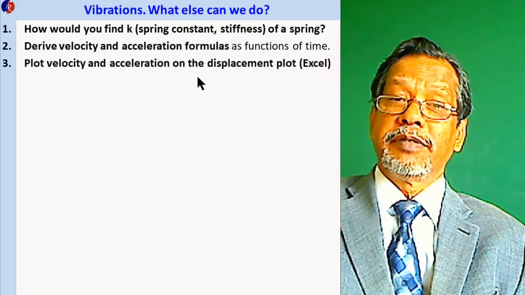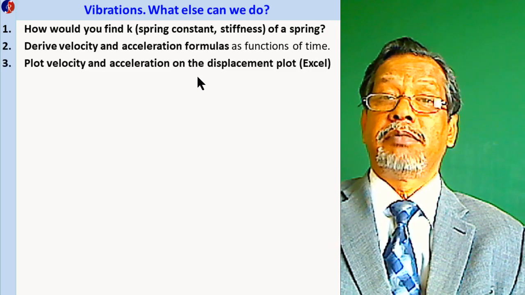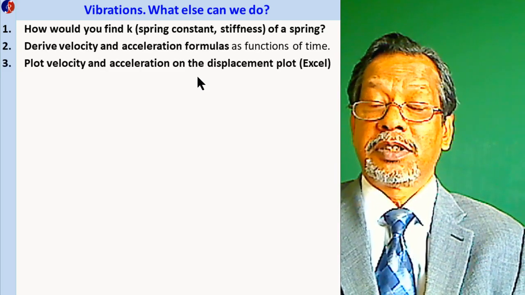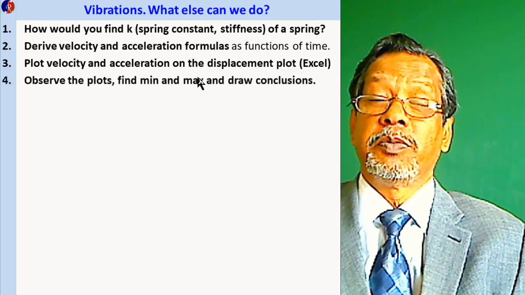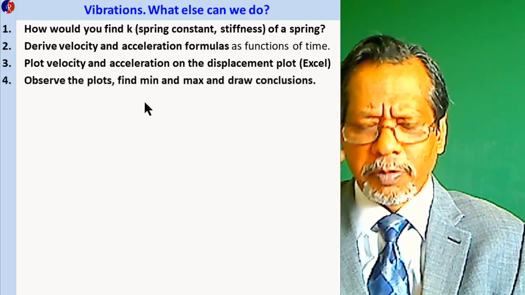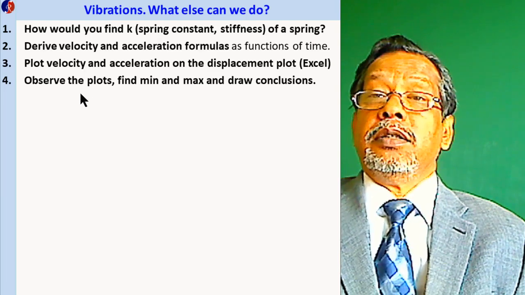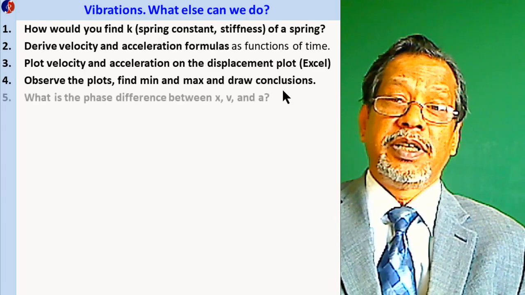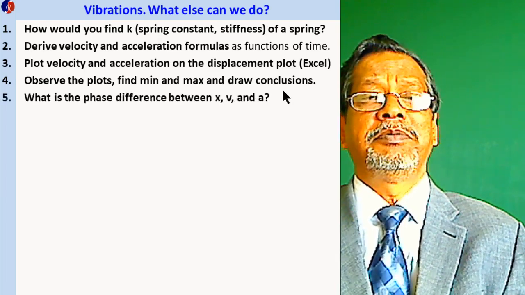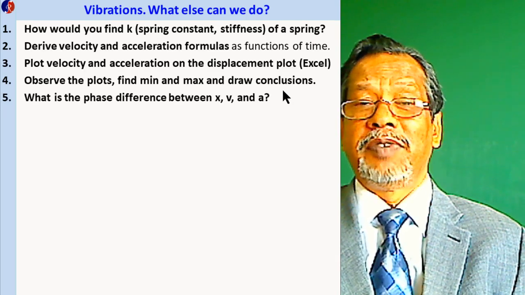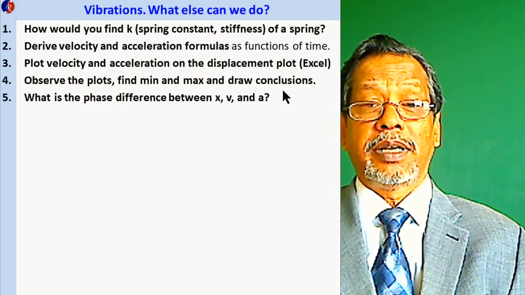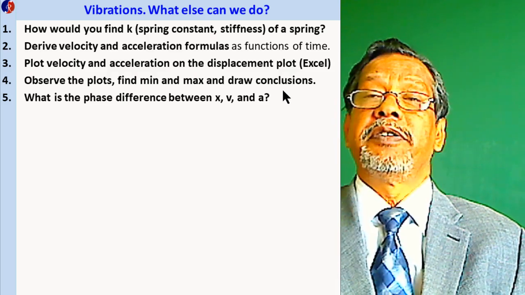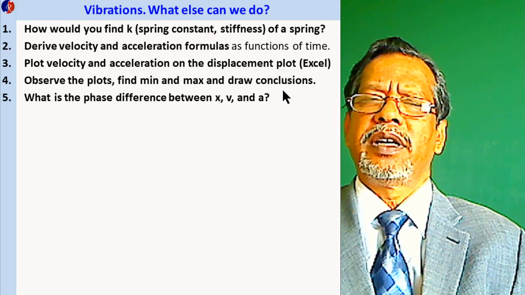Of course, the magnitudes of these things are not going to be the same. The maximum values are going to be different for velocity, acceleration, and displacement. Let them think about and absorb all that in their mind. Observe the plots and find the minimum and maximum of these things and draw conclusions. When it reaches the maximum displacement, velocity becomes 0, but acceleration is maximum. Good. What's the phase difference between x, v, and a?